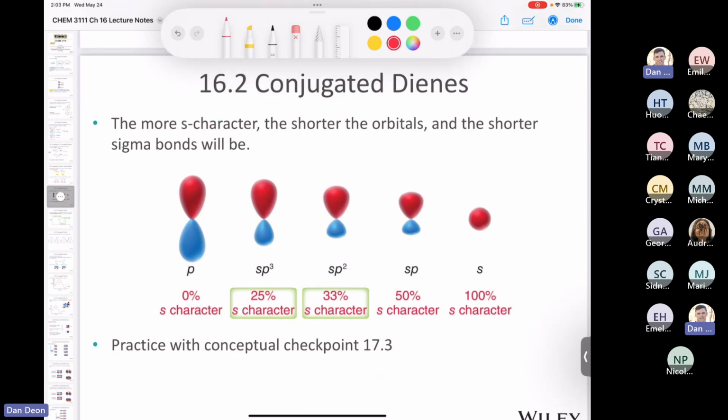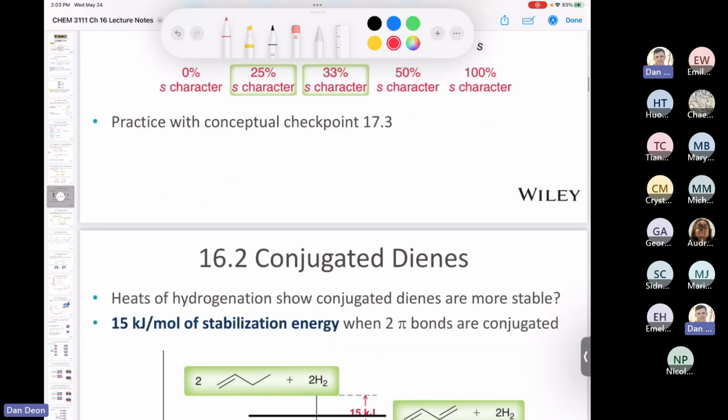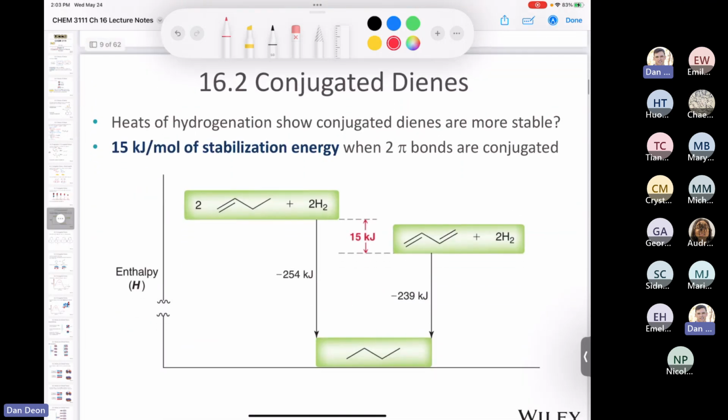That's one of the answers. There is a second answer that is covered in MO theory, which we only touch on, but that's the reason why the bond is shorter. And check this out. It says heats of hydrogenation show that conjugated dienes are more stable. I don't know why I have a question mark by that, but anyhow, it shows that.